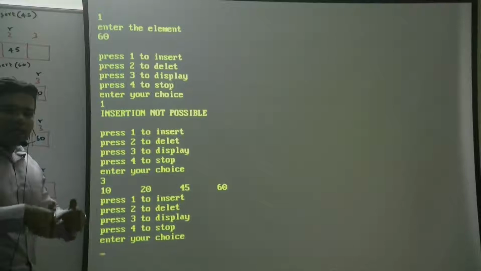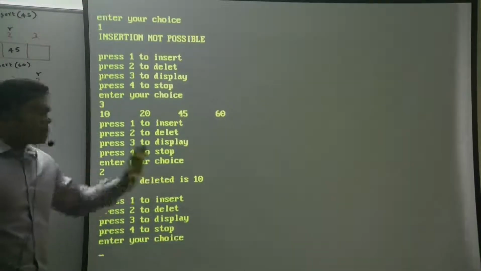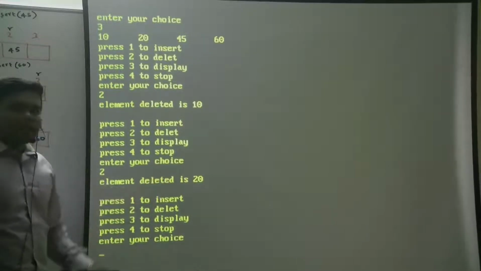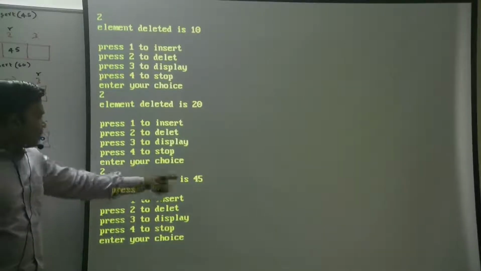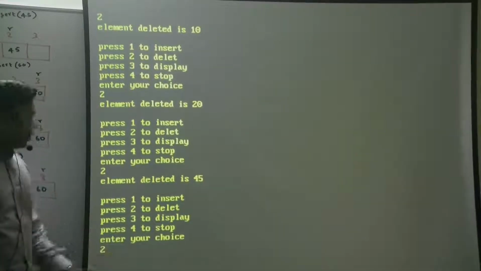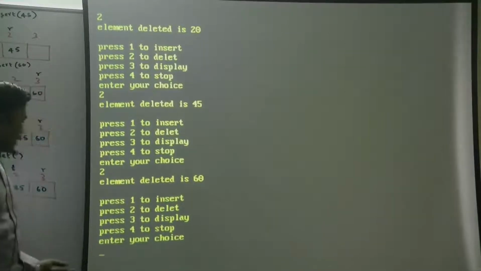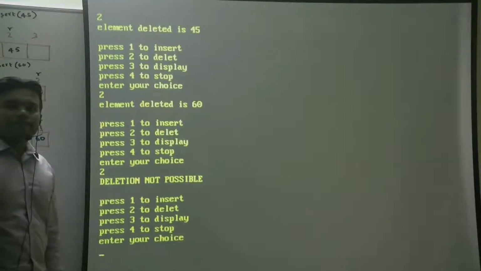Now I will say I will delete it. I will give the option as 2. So element deleted is 10. Again 2, I will get element deleted is 20. Again 2, and I will get element deleted is 45. Again 2, in which case I will get element deleted is 60. Again if I tell delete, it will tell deletion not possible.